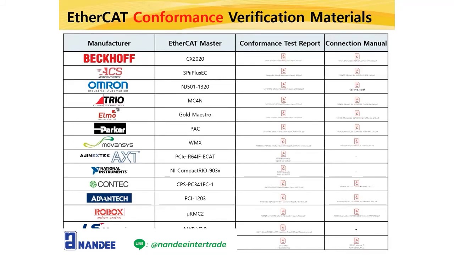The demonstration of FASTECH EtherCAT products was delivered to each master company, and the master company directly conducted the conformance test. In the case of the conformance test report, it was written after verifying the normal operation of Easy Servo 2 EtherCAT based on CIA402 with each master. The connection manual contains the ESI file registration method, and master and slave connection method.